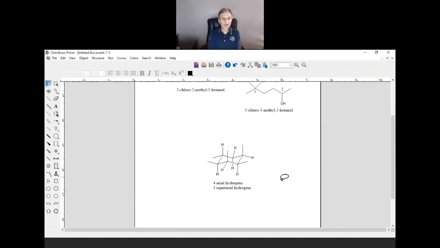If by inspection you were able to figure out that you have 2 axial methyl groups, then you should be able to deduce that you should have 4 axial hydrogens, because there are a total of 6. And if you figured out that you have 3 equatorial methyl groups, that means the remaining 3 are equatorial hydrogens.